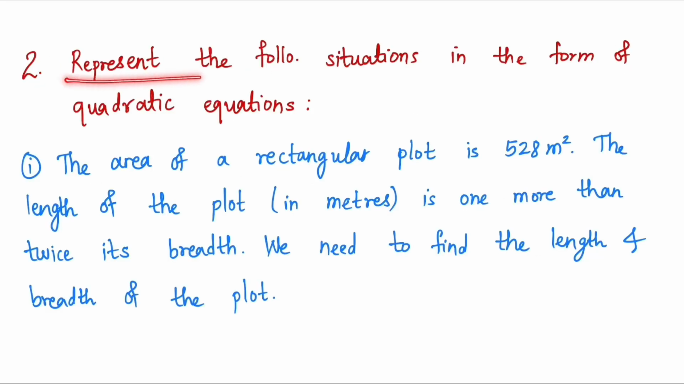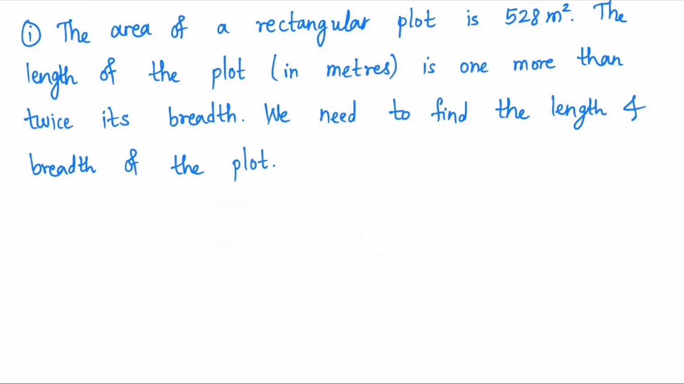Question number 2, represent the following situations in the form of quadratic equations. That means for these given problems we have to write them in quadratic equations. So let's see the first question. The area of a rectangular plot is 528 meters square. The length of the plot in meters is 1 more than twice its breadth, and we need to find the length and the breadth of the plot.